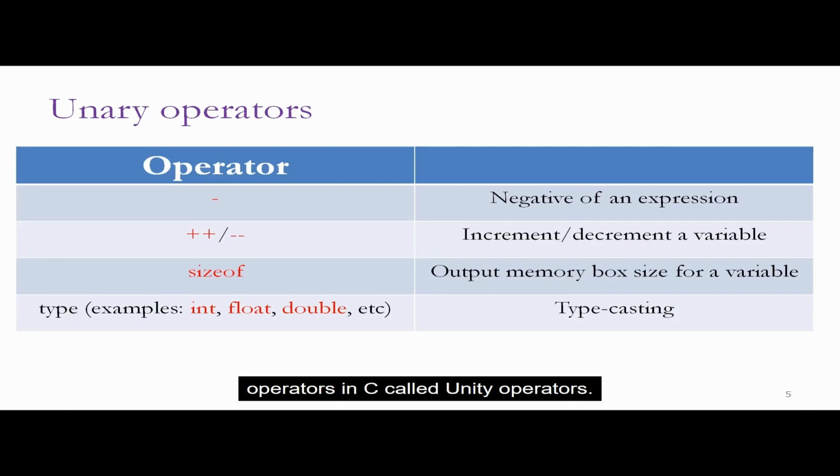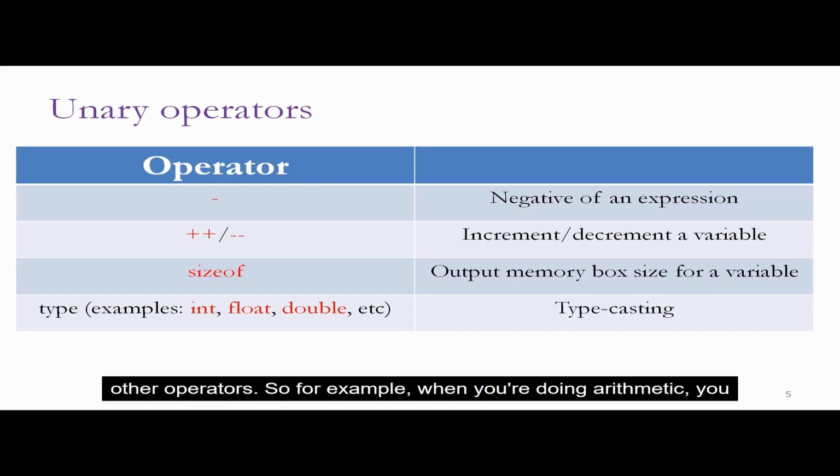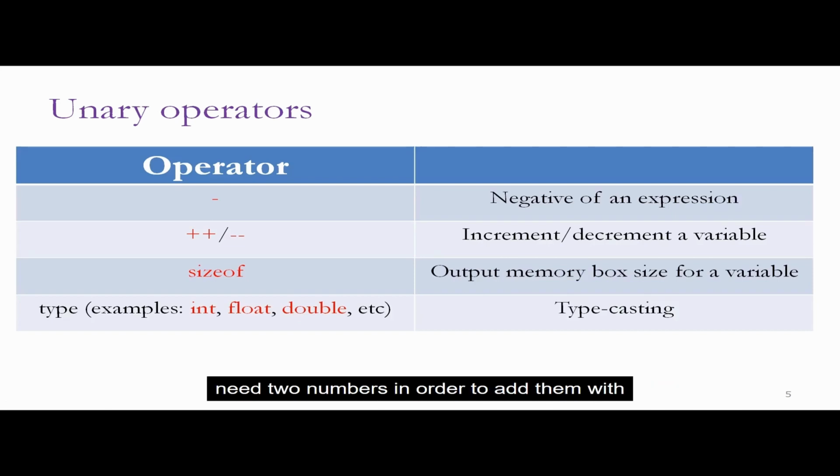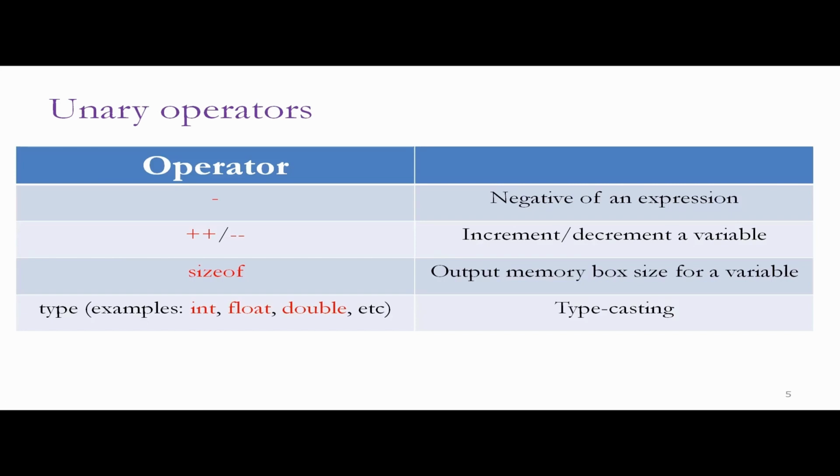In this video, we are going to look at a very special type of operators in C called unary operators. The reason that these are called unary operators is that unlike all other operators, they only require one variable to work on. They don't require two, which is the case for almost all the other operators. So for example, when you're doing arithmetic, you need two numbers in order to add them. With unary operators, you get to work with just one.